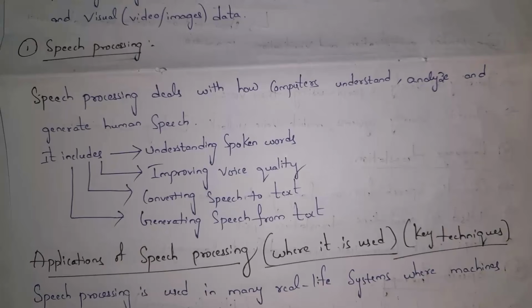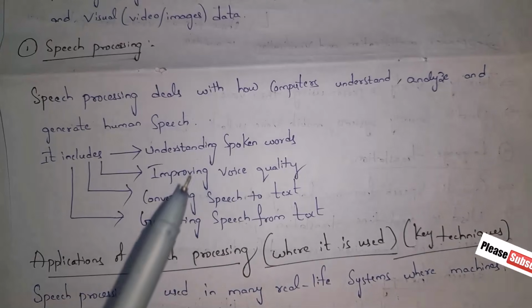So speech processing includes understanding spoken words, that is nothing but whatever words we spoke, computer can understand those words, and system can improve our voice quality, and system can convert speech to text and as well as text to speech. All this comes under speech processing.